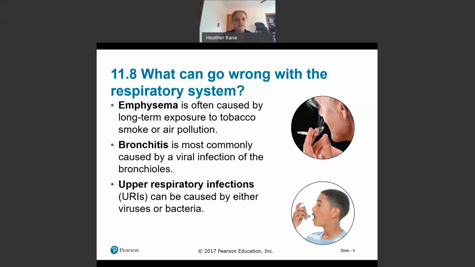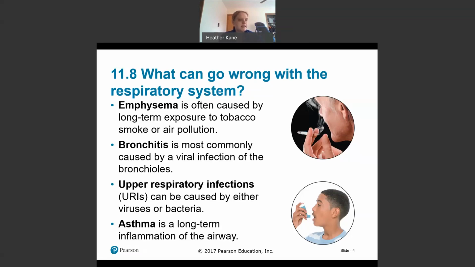Upper respiratory infections, this is a generic term that just means that there's some infection within that upper respiratory tract, not the lungs necessarily, but the trachea or even your tonsils. The symptoms of this upper respiratory infection are going to be really nasal discharge, lots of blowing your nose, maybe some congestion there, that sort of thing. And this is most often caused by some type of pathogen, whether that's a virus or a bacteria.